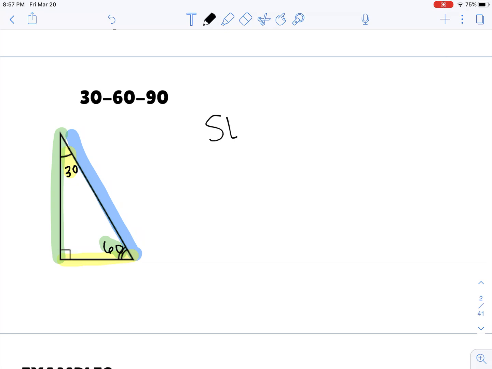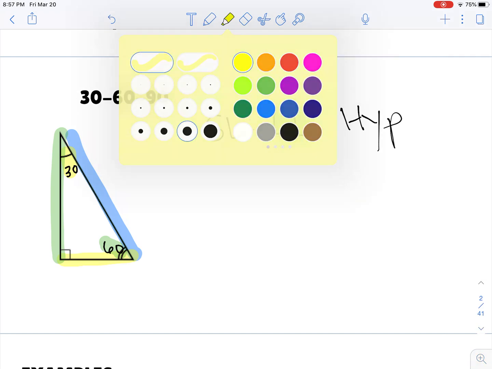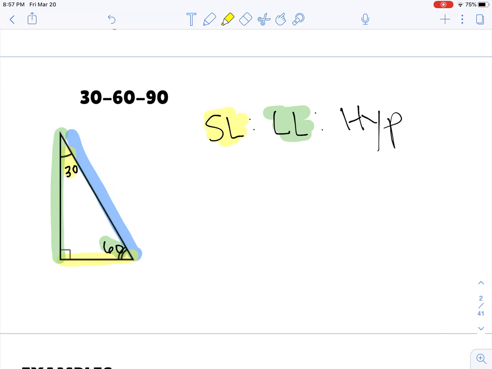So we have a short leg, which I'll abbreviate as SL. We have a long leg, which I'll abbreviate as LL, and then we have the hypotenuse. Like I said, the long leg is in green, the short leg is in yellow, and the hypotenuse is in blue. It is always the case that these are related in a certain way. So if I know one, I know them all.